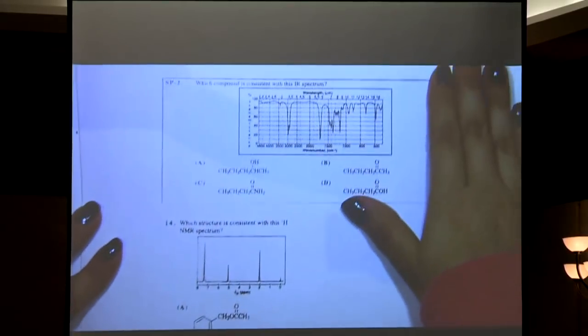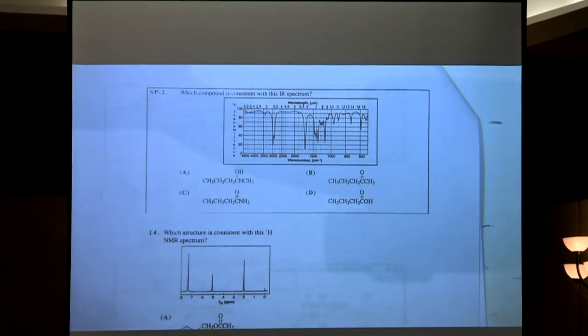All right, so here's an IR question. I'm going to let you guys look at it really quick. I'm going to distribute these surveys for you to fill out. So work on it, and when I come back, we can go over the answer.